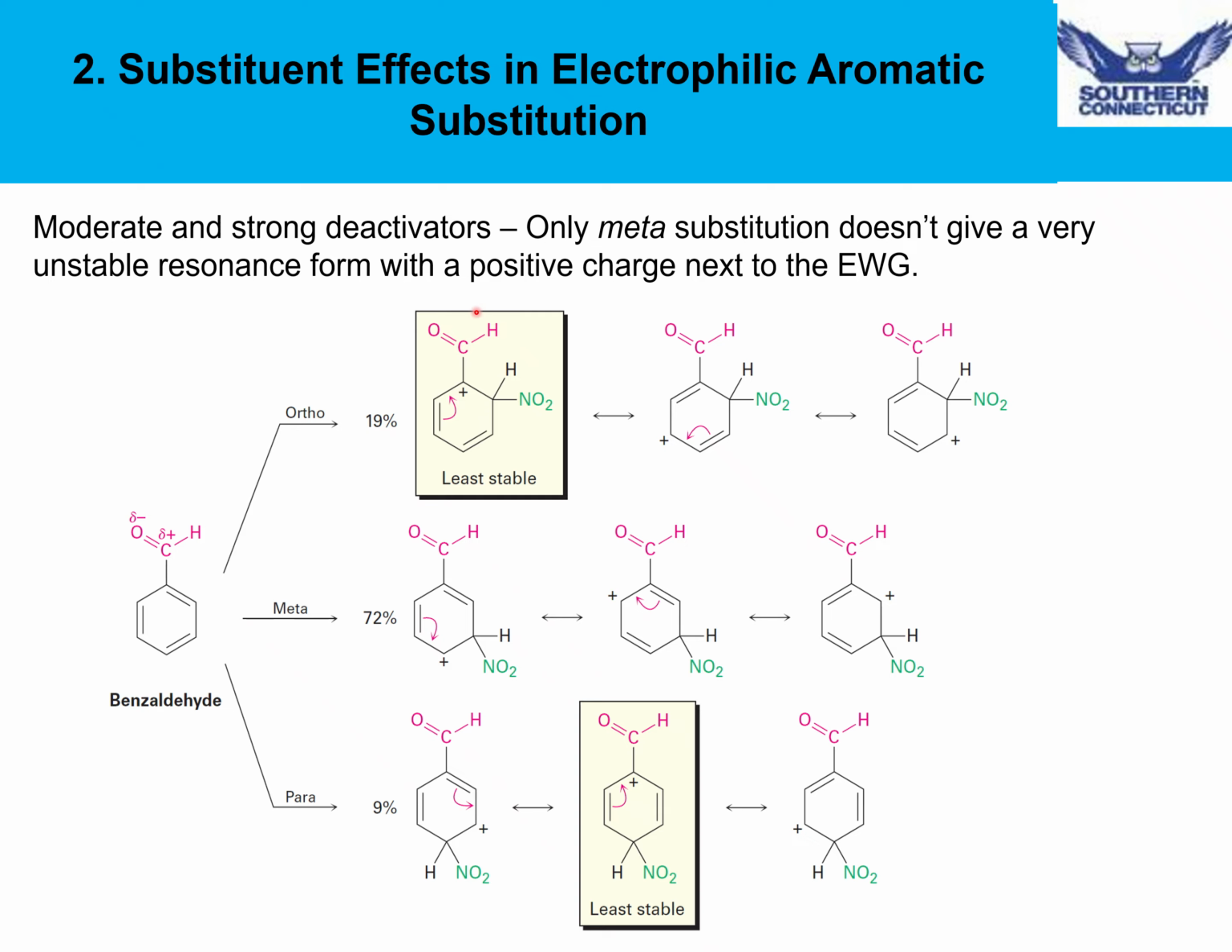For example, with an aldehyde, if we did an ortho substitution of a nitro group, we're going to have this positive charge on the same carbon as the carbonyl. So this is a very unstable resonance structure. We have a similar resonance structure when we do para substitution, where the positive charge is on the same carbon as the carbonyl. In the case of meta substitution, the positive charge will always be away, at least one carbon away from the carbonyl.